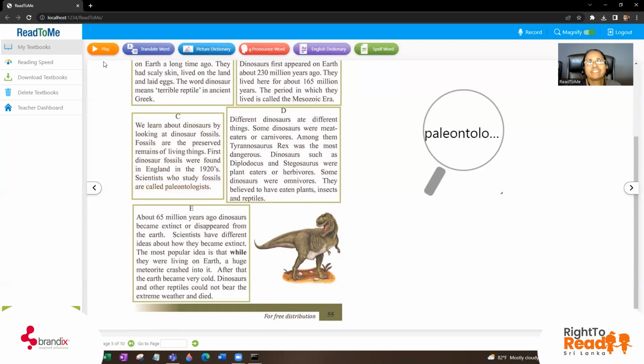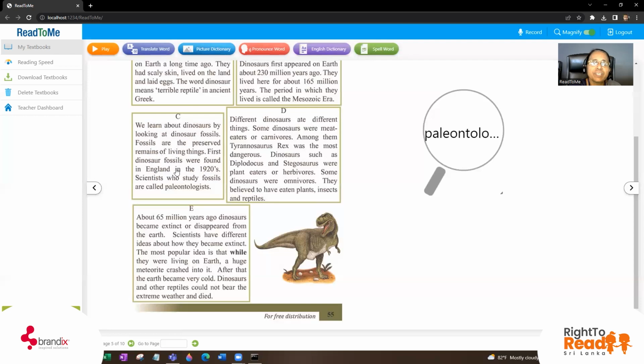Yes. Now, when we learn about dinosaurs, how do we learn? By looking at dinosaur fossils. What are fossils? They are the preserved remains of living things, of dinosaurs. Then the first dinosaur fossils were found in England.